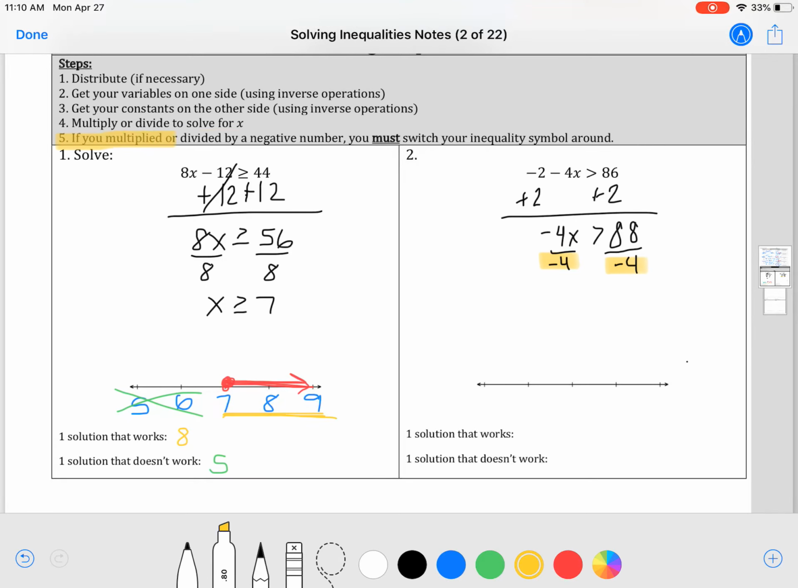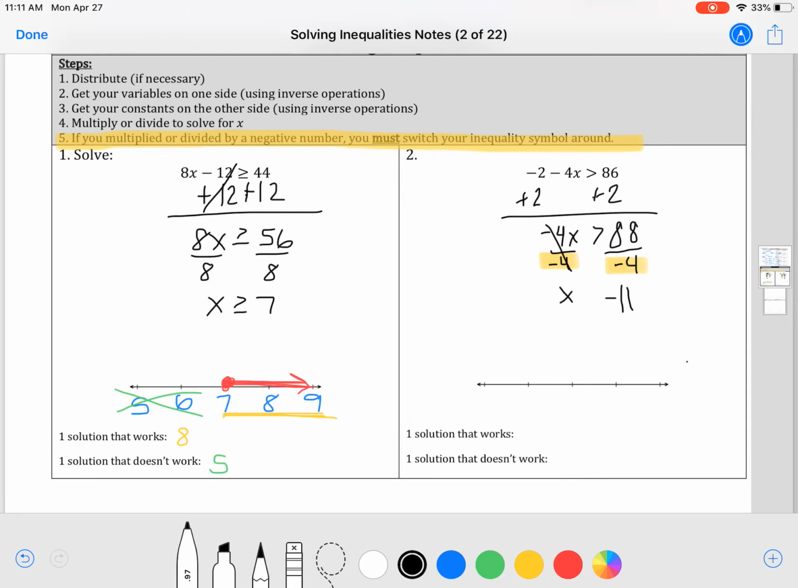Look at this number 5 in our steps. If you multiplied or divided by a negative number, you must switch your inequality symbol around. So what that means, I'm going to start by saying, okay, I know that I just have x. Those divided out. Over here, 88 divided by a negative 4 is a negative 11. I am going to switch my inequality sign.